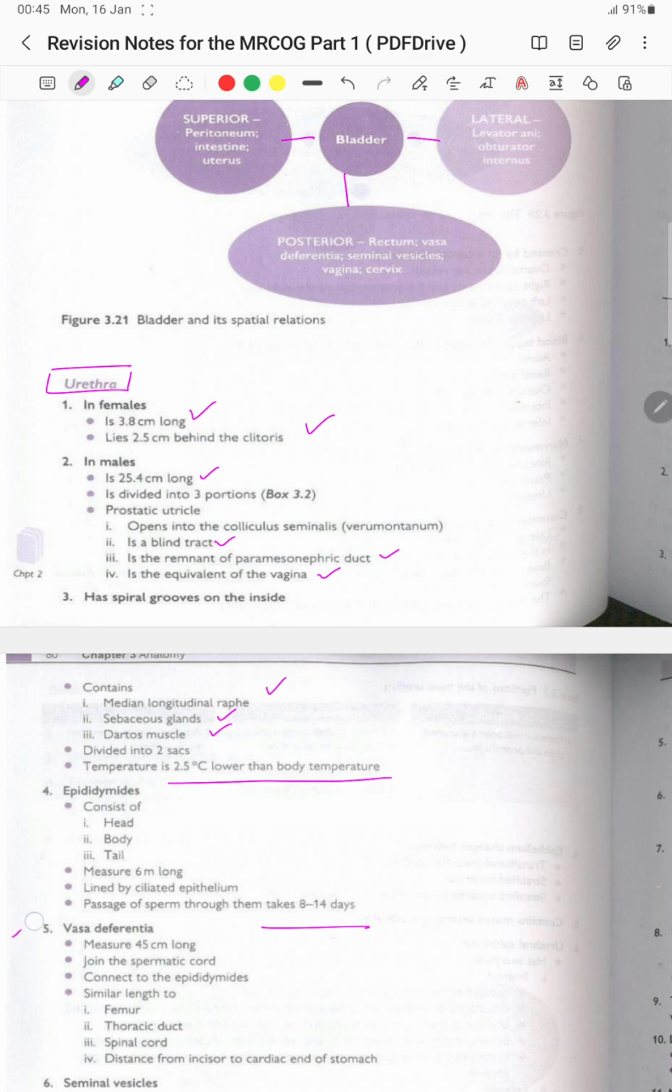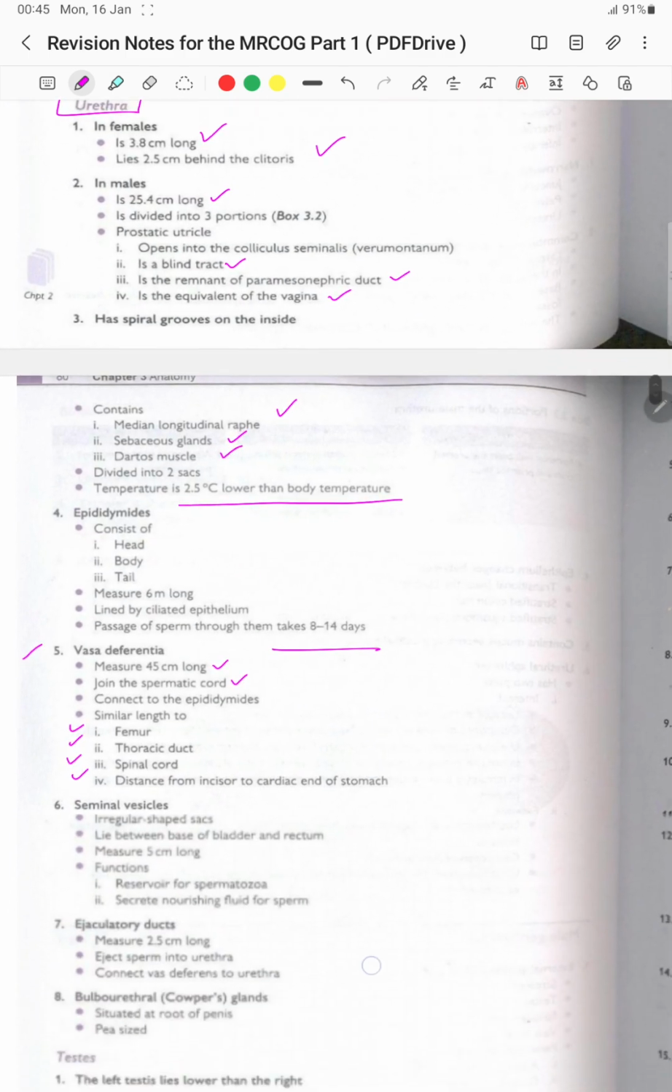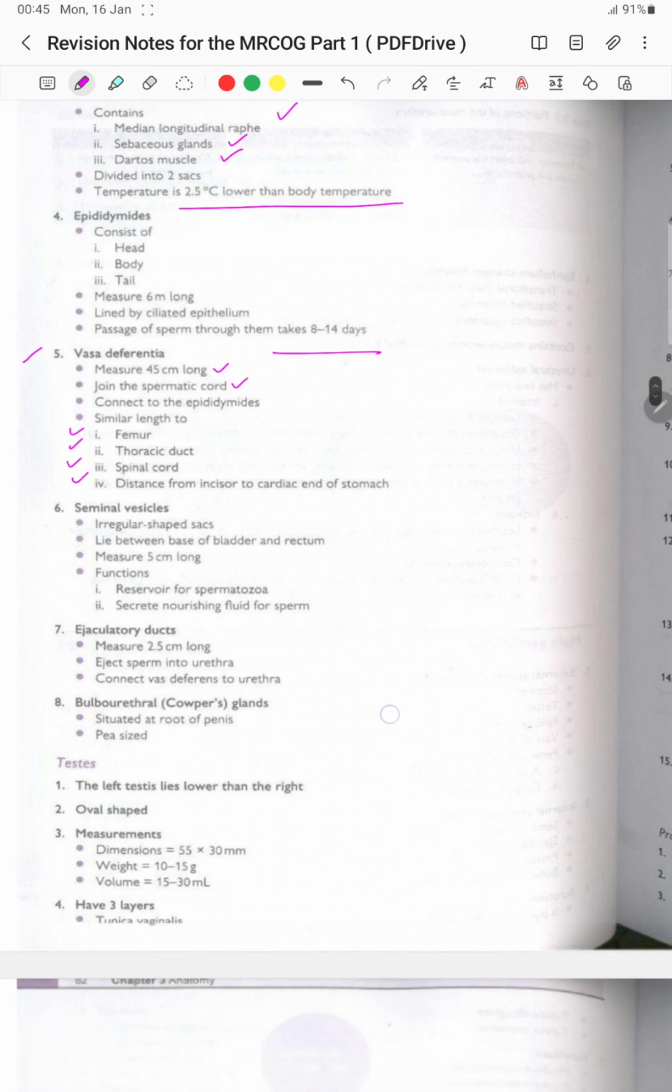The vas deferens measures 45 centimeters long, joins the spermatic cord, and connects to the epididymis, and it is of similar length to the femur, the thoracic duct, and the spinal cord, and the distance from the incisors to the cardiac end of the stomach.